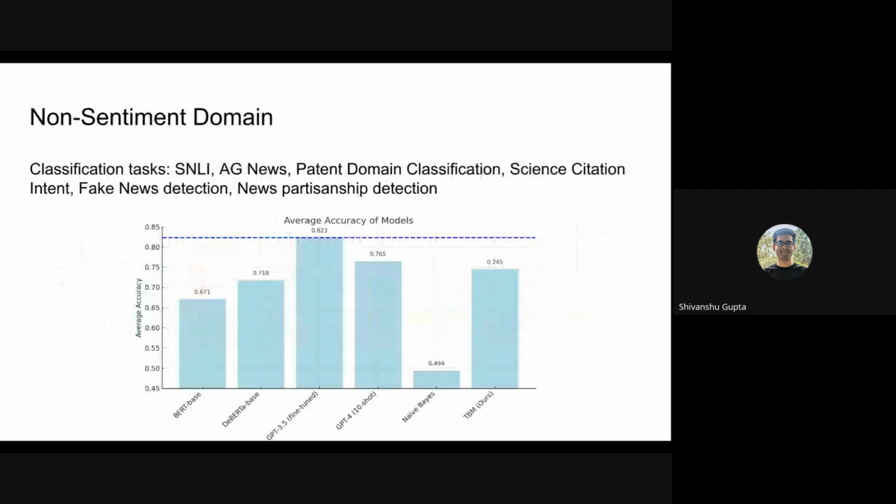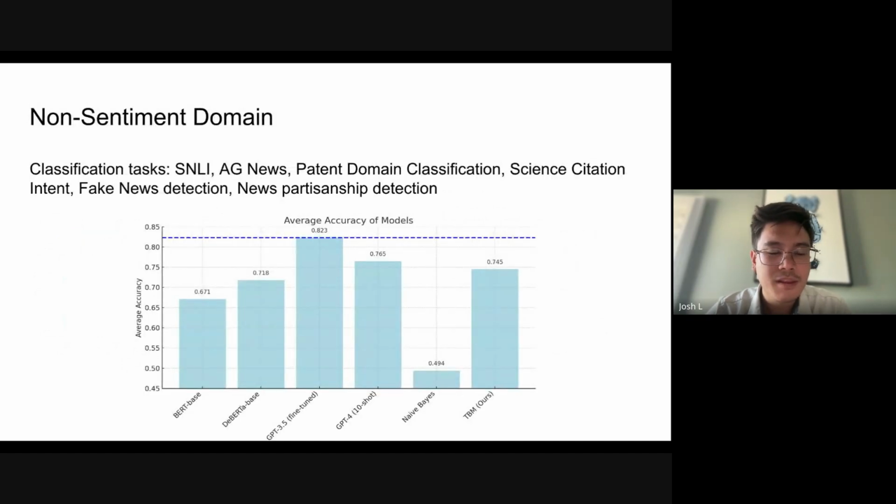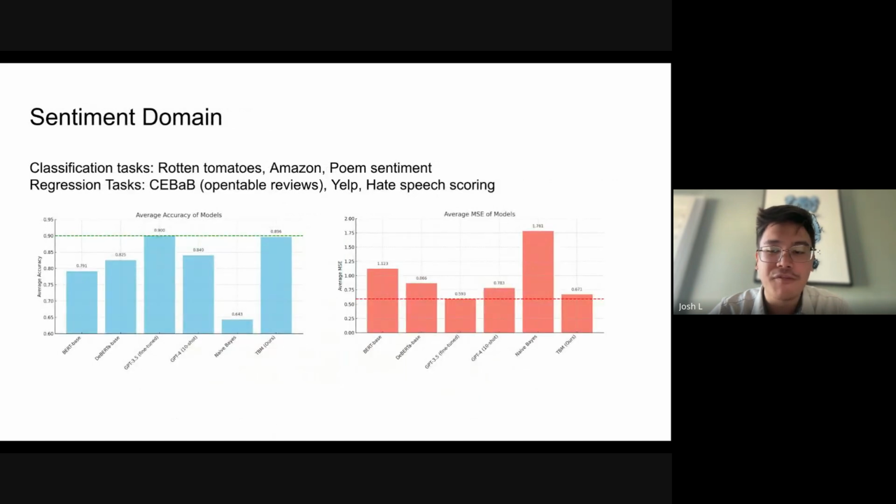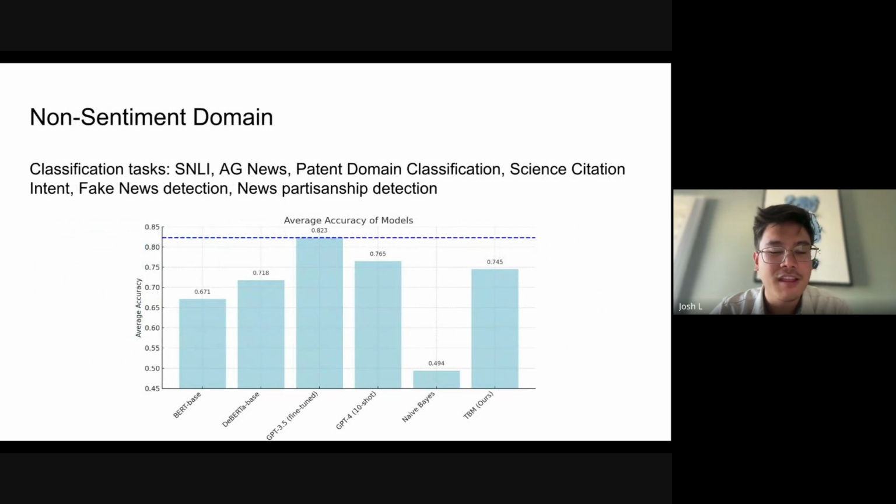So yeah, that's the overall performance of the model on these different tasks. We can say that it's fairly competitive for sentiment, not so competitive on non-sentiment tasks, although we are able to beat the baseline set by fine-tuning DeBERTa.